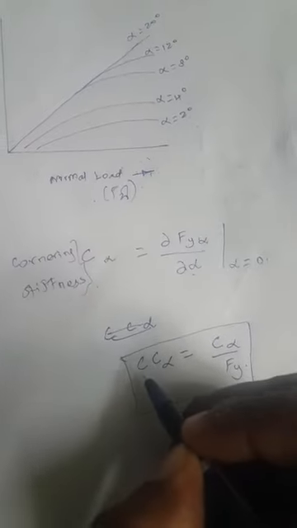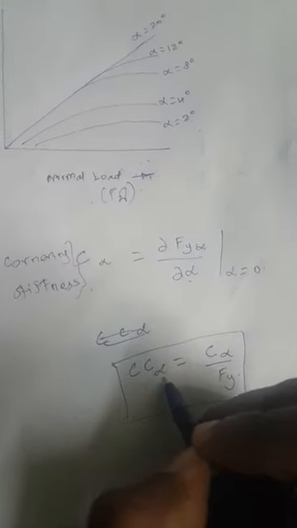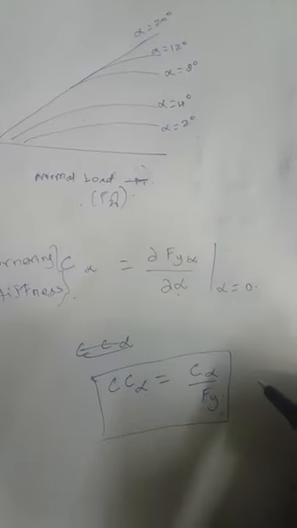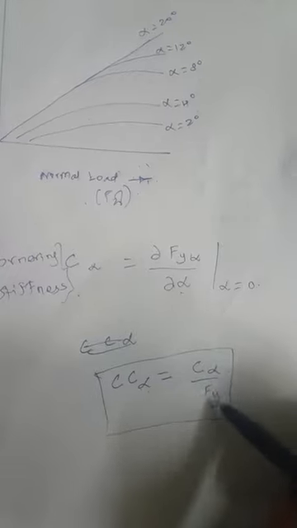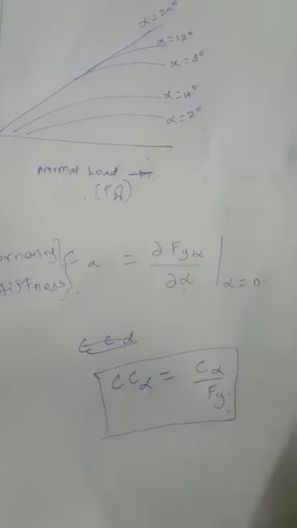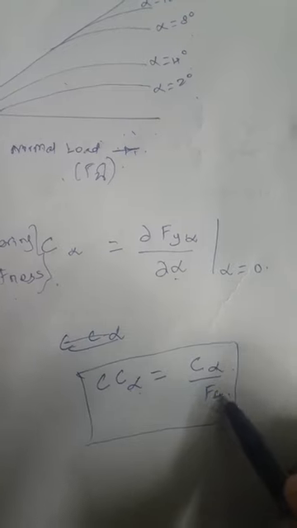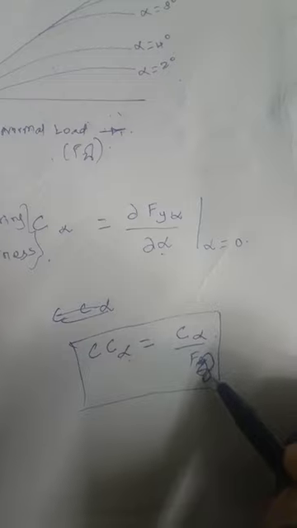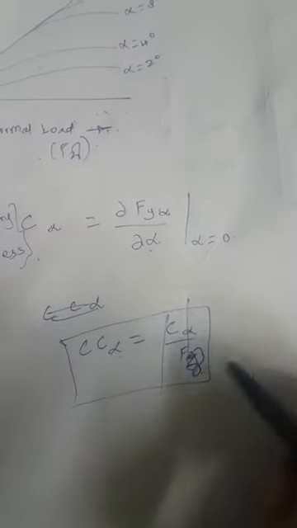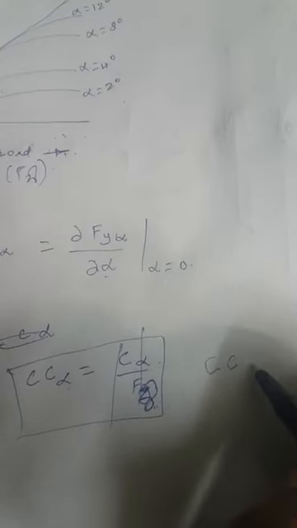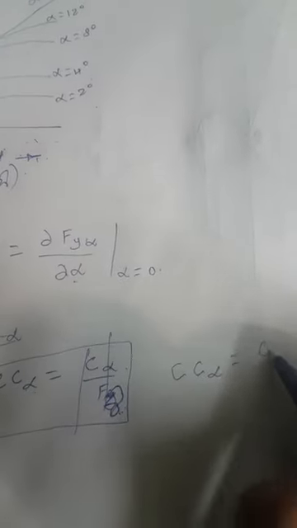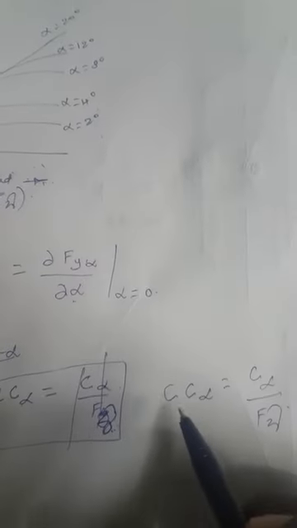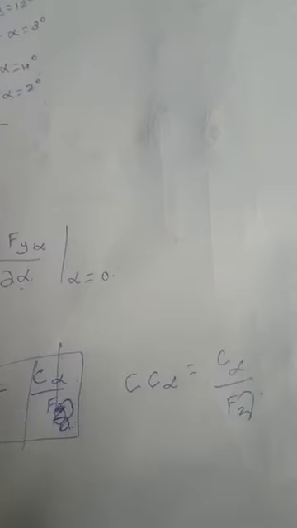So CCα means cornering coefficient with slip angle, Cα is cornering stiffness, and Fz is the unit load in the vertical direction, right? This is not Fy, actually it is Fz. This is what we mentioned, right? So Fz means vertical load. So it can be written as CCα equal to Cα divided by Fz, right? So CCα means cornering coefficient.